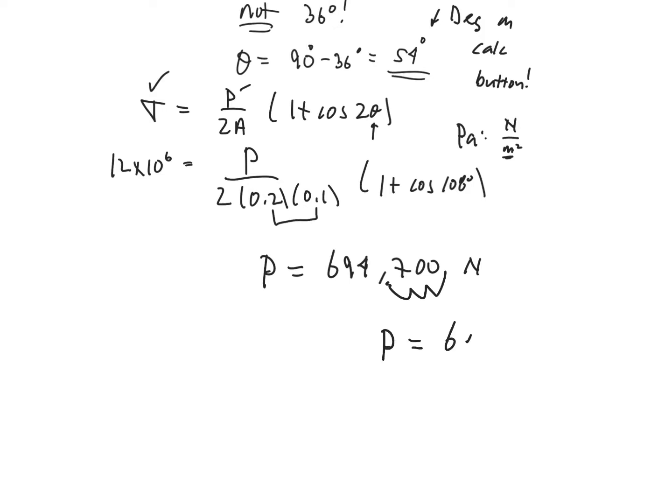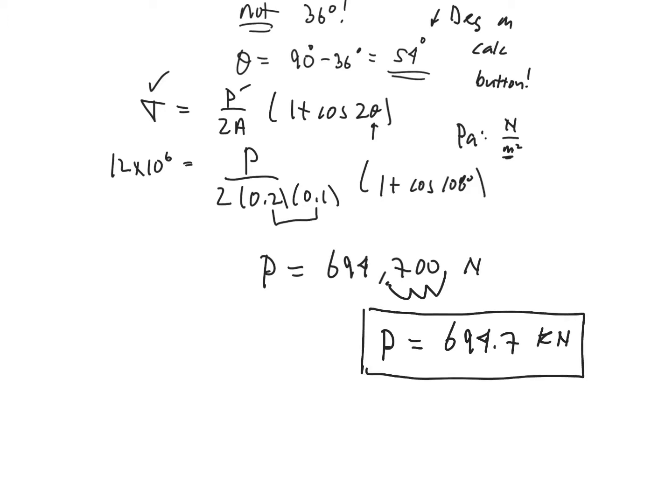So P is 694.7 kN. That would be our boxed answer. And again, on your homework and so on, if we did have a grader, then that would be one that you would want to highlight. Always draw attention to your final answer. That's just a matter of style and good manners. So a box around the answer is a good practice to develop.